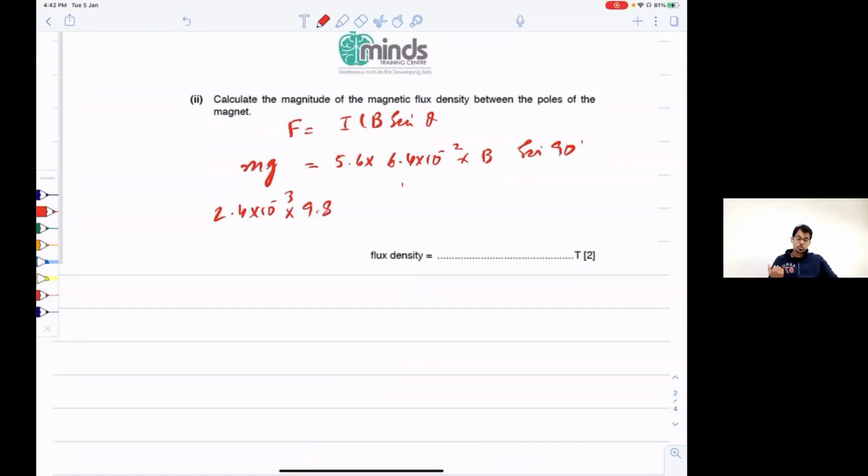In IGCSE, we used to use 10. In AS it was 9.8 and in A2 we will be using 9.8. This value must be supplied in the list of constants as well. But remember one thing, if you use 10 here, you will surely lose marks.